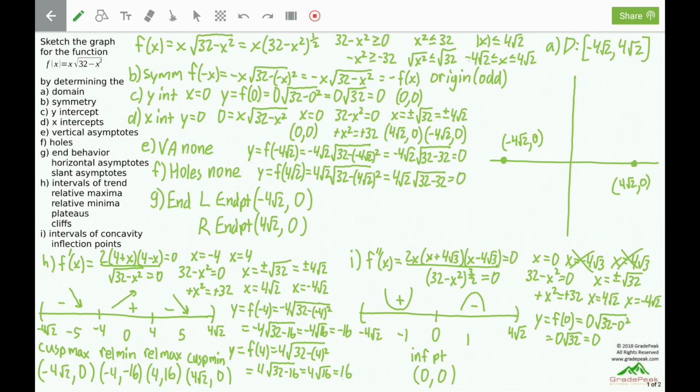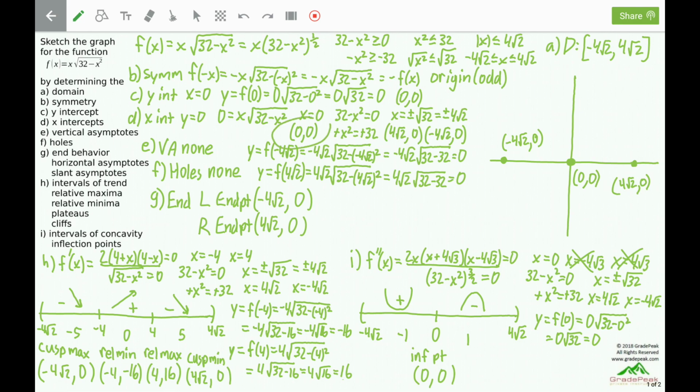We have origin or odd symmetry, and that means that the graph will be a mirror image of itself over the y-axis followed by the x-axis. We'll make sure that that is the case. We have a y-intercept of the origin. That's here. We can label it.